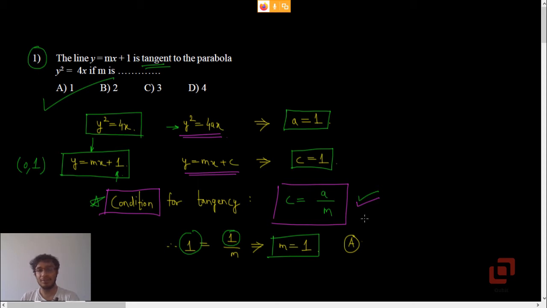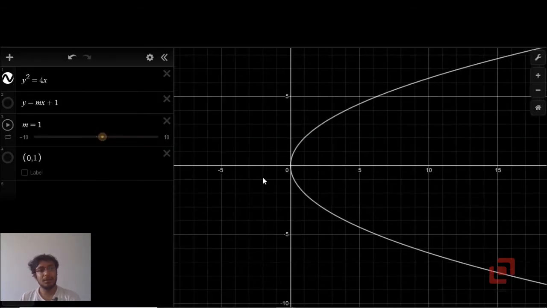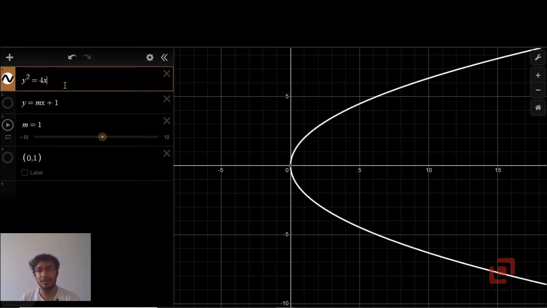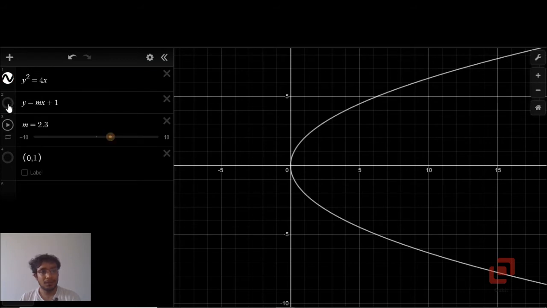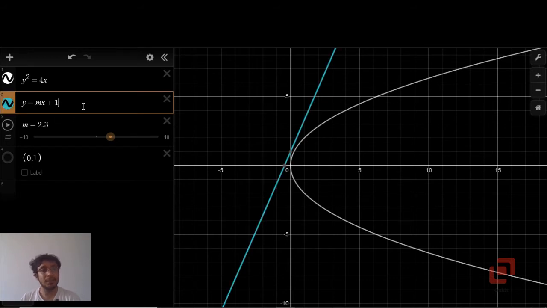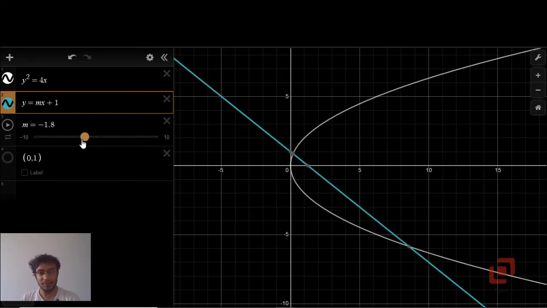Now let us verify our result graphically. Okay, so in this figure you can see the white curve, that is our parabola, which is given in the problem, y squared equal to 4x. Then I'm going to draw the line y equal to mx plus 1, the blue line, and I'm going to keep the slope of this line as a variable.